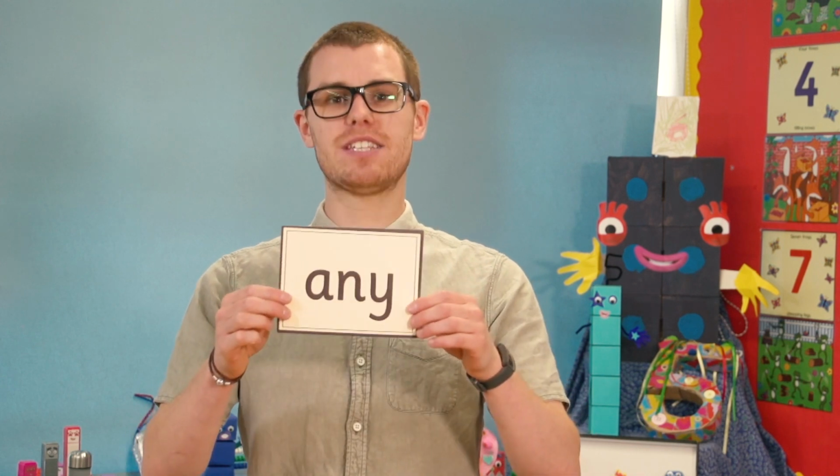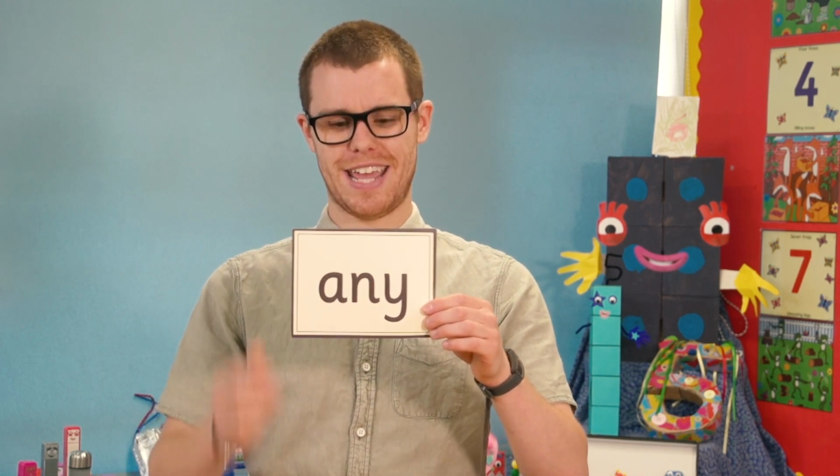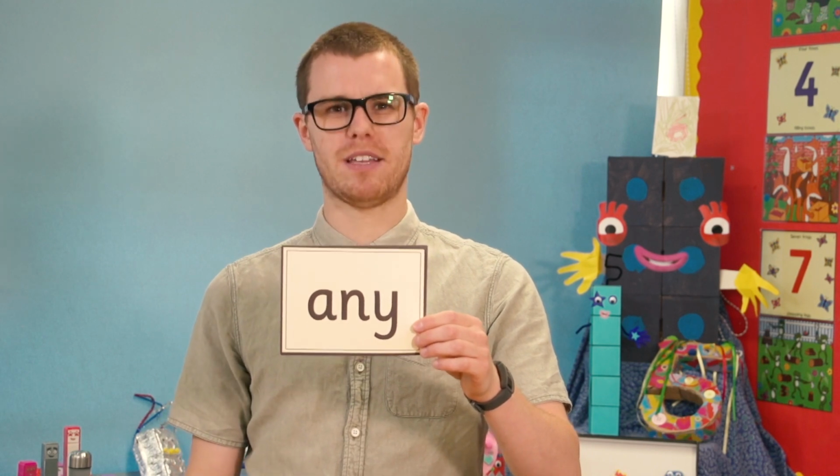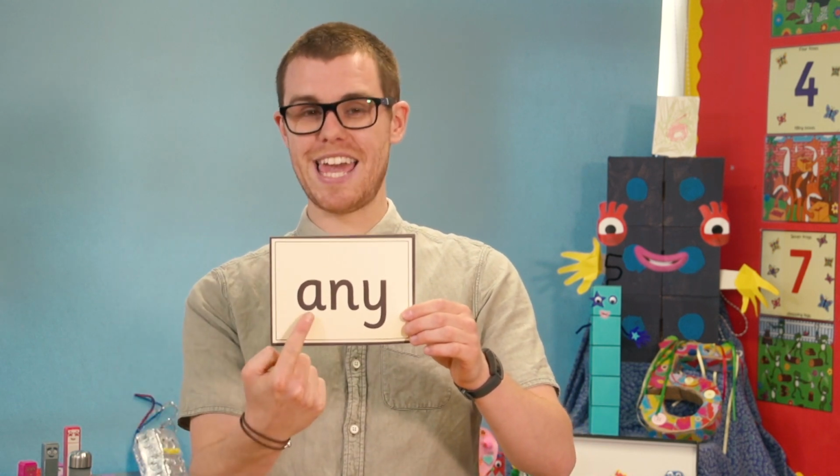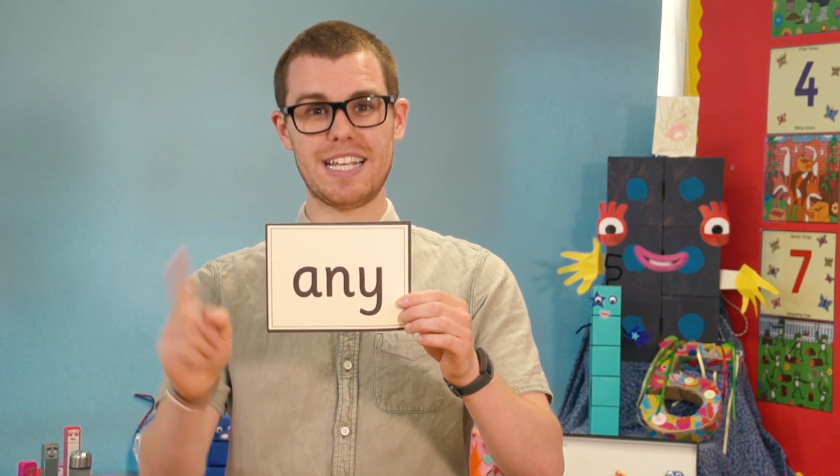Now, let's practice reading two tricky words that you have met before. Here's the first tricky word. Can you remember the tricky bits? Well, there are two tricky bits. The first one is here. It says e. And the second one is here at the end. It says e. Can you read the word? Let's read it together. E, n, e, any. Well done.